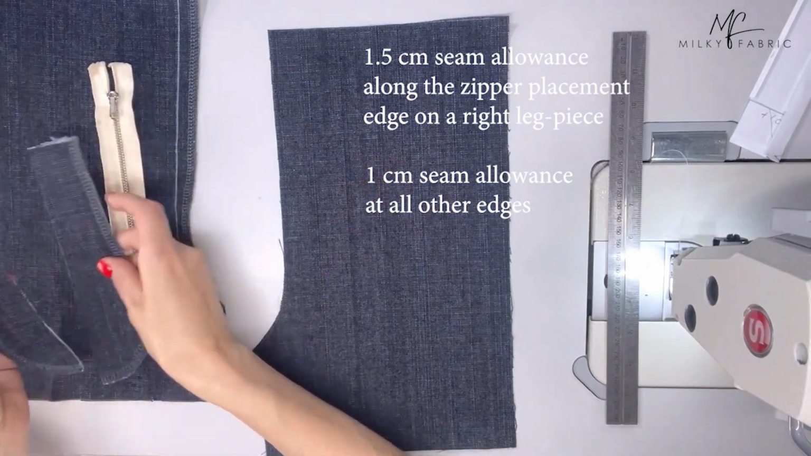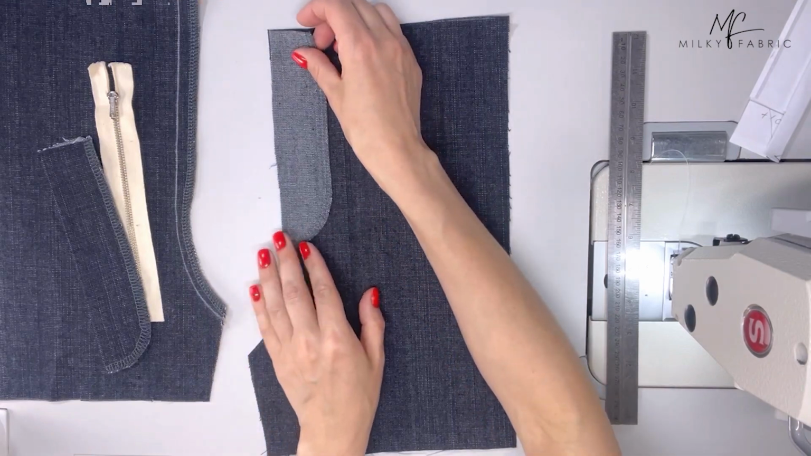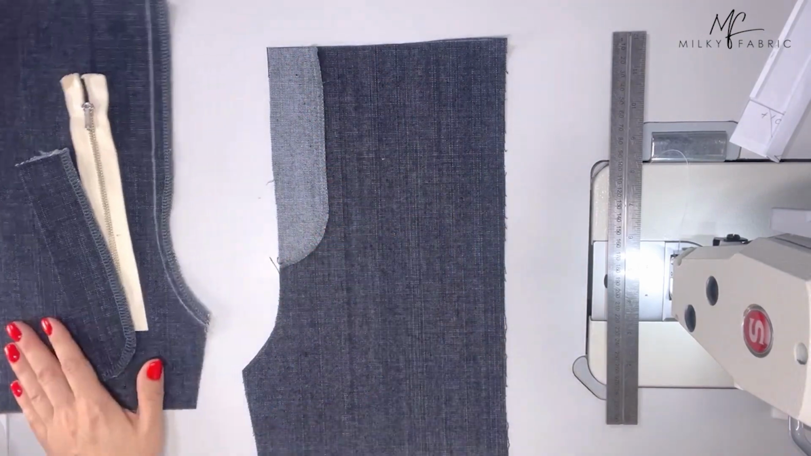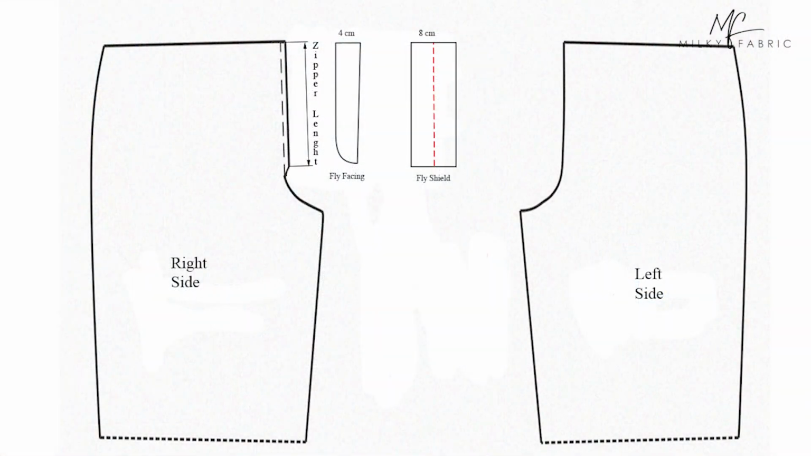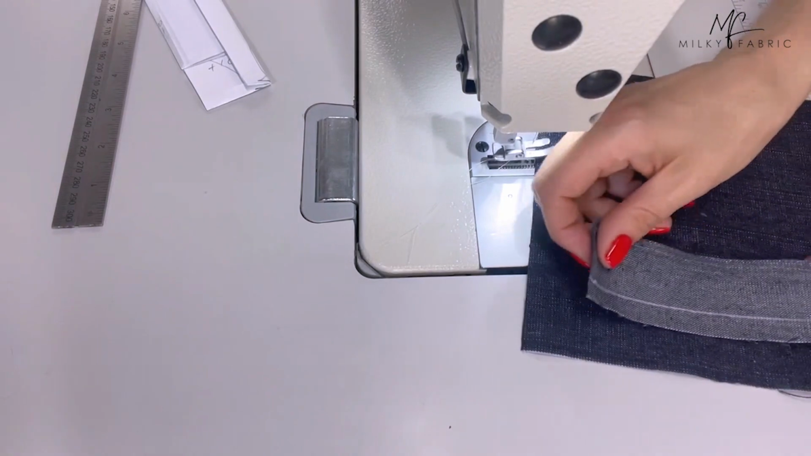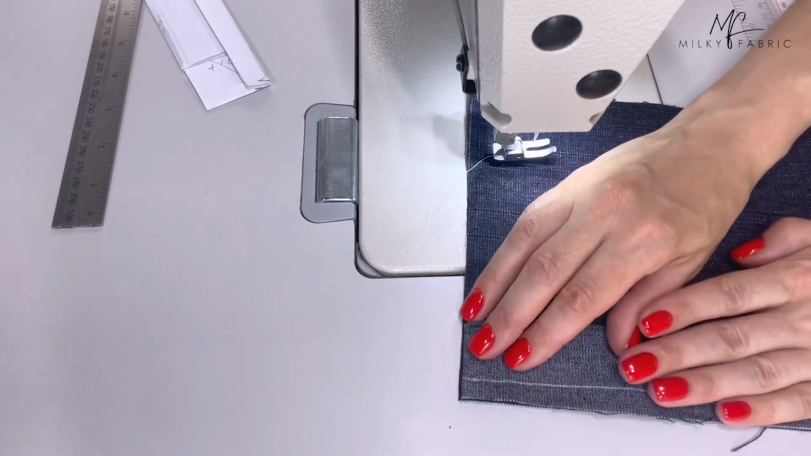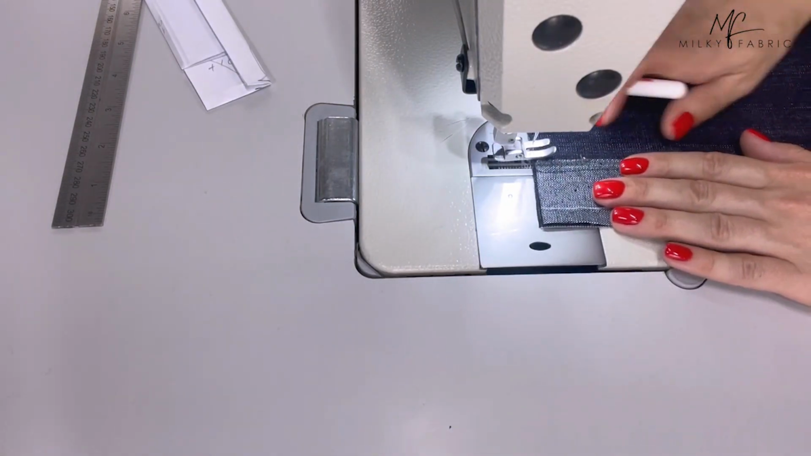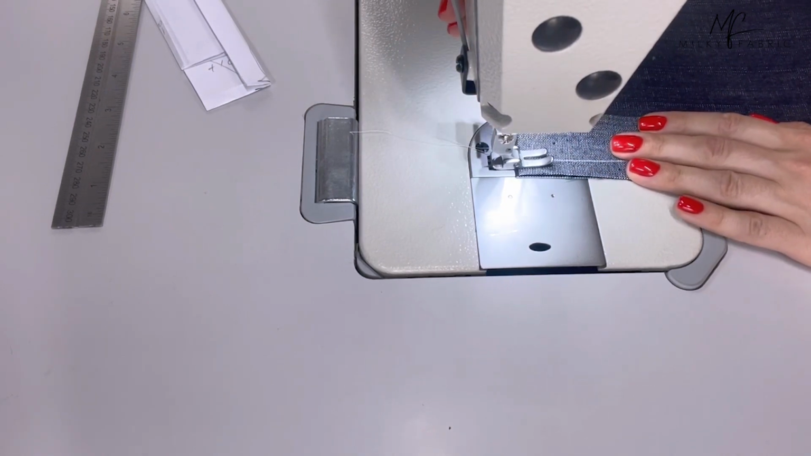I start with my left leg piece and attach fly facing. So place fly facing onto the left leg piece, right side to right side, align the edges and do a straight stitch 1 cm away from the edge. 1 cm is my seam allowance.